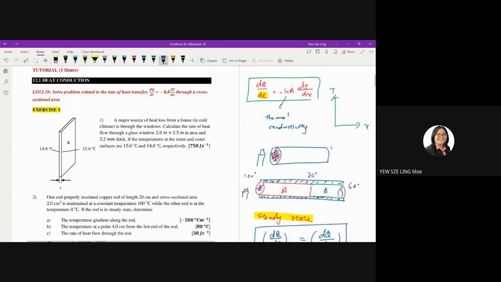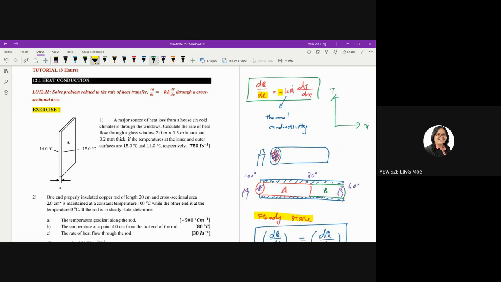All right, and now one last thing. Let us go back to the original equation: dQ over dt equals negative k dT over dx. So what is the meaning of this negative sign? Now this negative sign tells you the heat always flows from high temperature towards cold temperature.